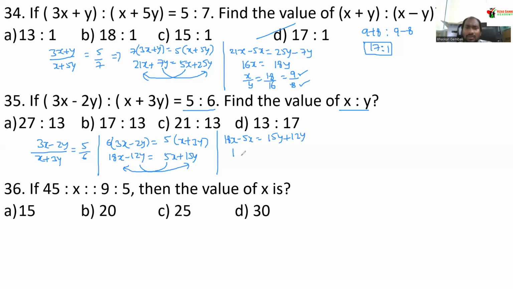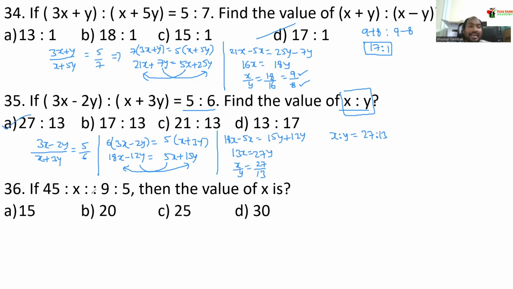13x equal to 27y. From this x by y equal to 27 by 13. The question asks for x is to y. Yes. And x by y is nothing but x is to y, which is 27 is to 13. So the answer is 27 is to 13. So option A.